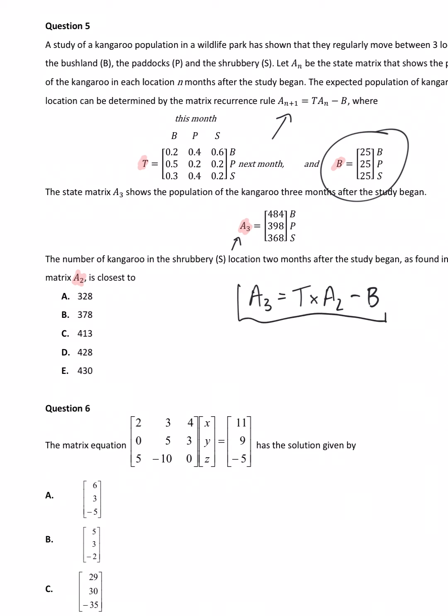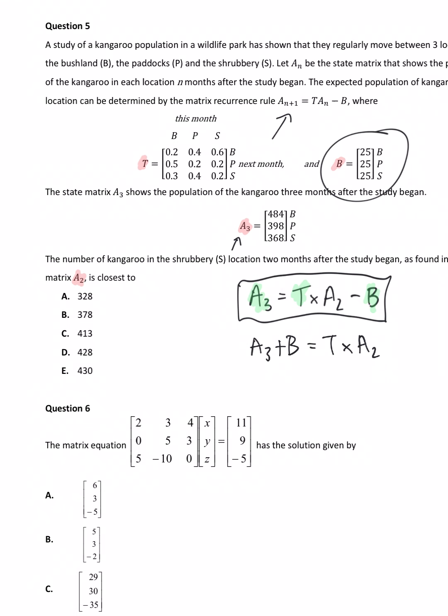So what we've got here, guys, is the information for A3, our transition matrix, and B. And what we've got to find is that A2 matrix. So we've got to rearrange this equation. You can just remember this format for how you find the one before. Essentially you add the B matrix, and you don't have to remember this order, but you'll add that and that'll leave you with just T times A2.